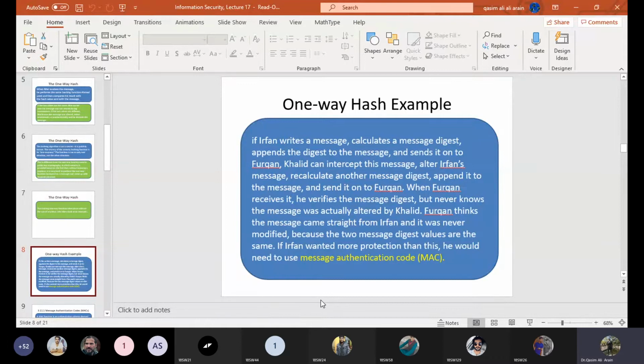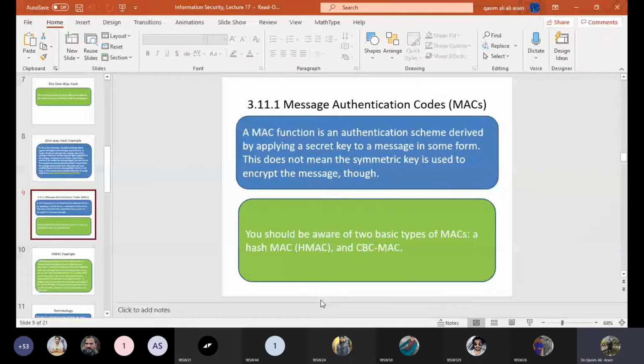Now, Furqan, when he receives that information, might not know whether this information is coming from Khalid or from Irfan. So based on this, there is a chance of a man in the middle attack in this particular situation. So in order to overcome this particular problem, we have another version of the hash function that is called MAC, message authentication code, right? Now, how does it work?